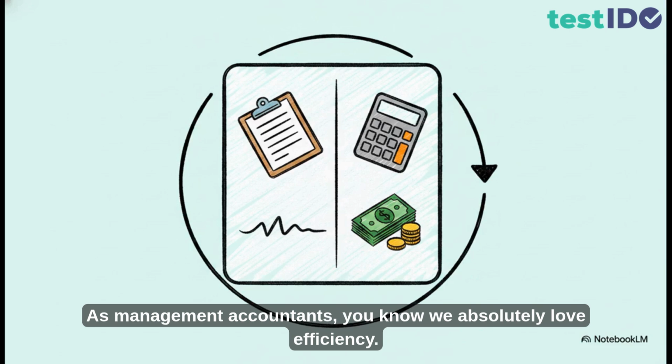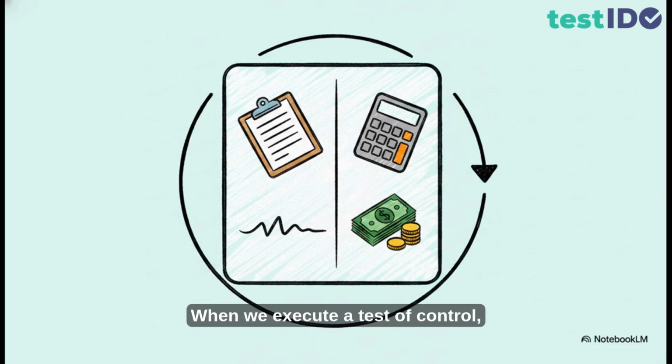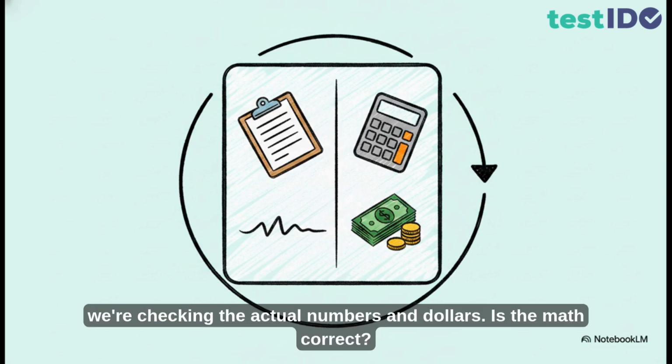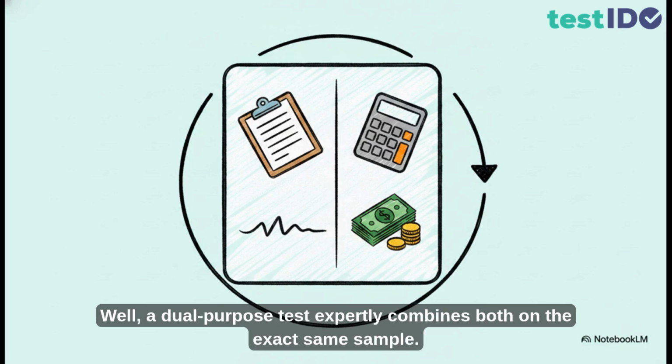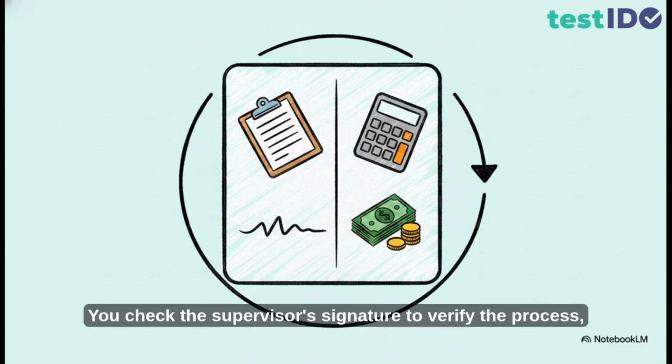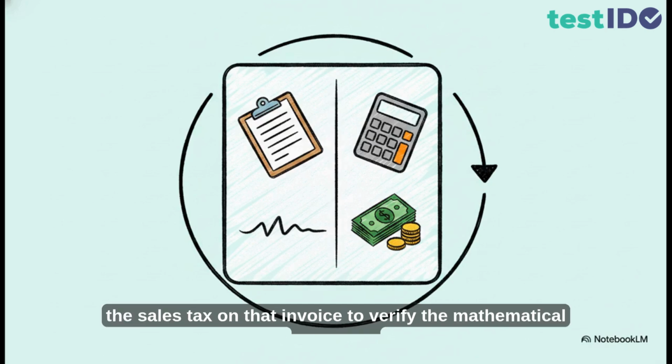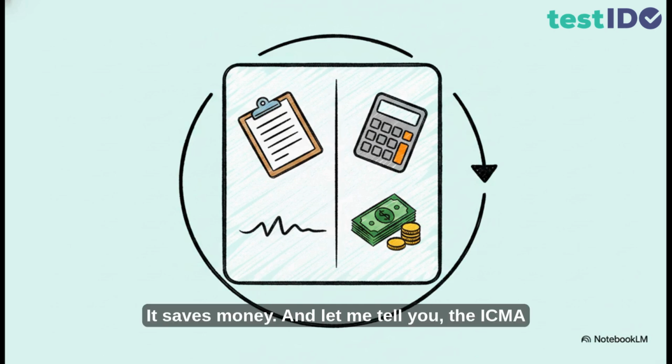Moving right along to Section 3, dual-purpose testing efficiency. As management accountants, you know we absolutely love efficiency. So this is a massive exam favorite. When we execute a test of control, we're checking the process and the rules, right? Like, did the supervisor actually sign off? But when we do a substantive test, we're checking the actual numbers and dollars. Is the math correct? Well, a dual-purpose test expertly combines both on the exact same sample. You check the supervisor's signature to verify the process, and you simultaneously recalculate the sales tax on that invoice to verify the mathematical accuracy. It saves time, it saves money, and let me tell you, the ICMA loves testing you on efficient financial management.